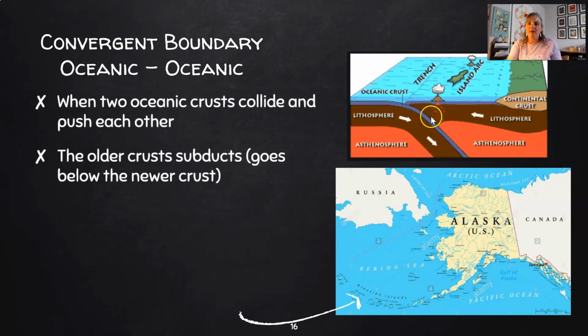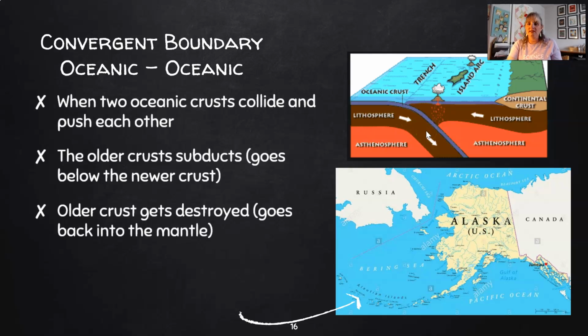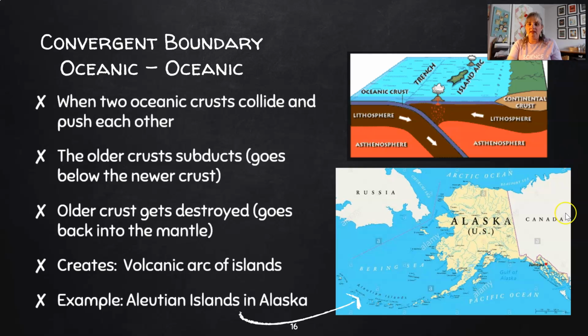And when that happens, the crust that's going under is getting destroyed. So it's melting into the mantle. And when that happens, we can have magma that comes up, and that can create a volcanic island. And it can create a whole chain of islands. And our example in this case is we've got Alaska here. And the Aleutian Islands are like this tail end of Alaska, which is where a convergent boundary is. So all these volcanoes are being formed at this convergent boundary.